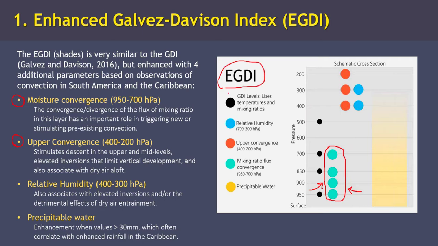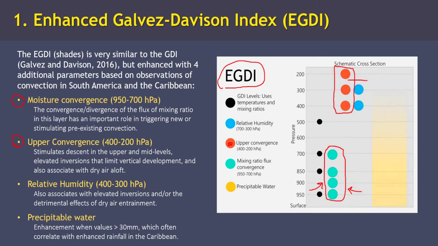Something else that we implemented is upper convergence. Upper convergence is the orange, right? And this layer worked out really well for us. Sometimes what happens with tropical convection is you will get this dynamically induced upper convergence, and that will generate an elevated inversion and limit the vertical development. And that has an impact on rainfall amounts. So that is very important, especially in tropical continental South America. So we realized that adding this improved the forecast of the GDI.